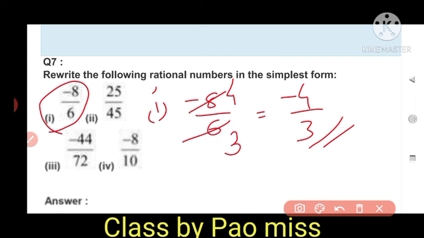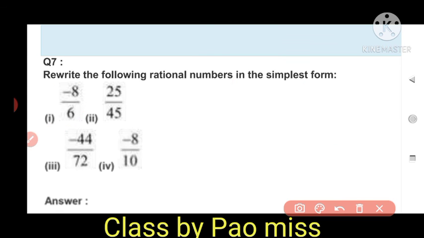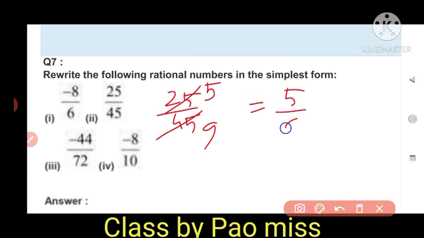Okay, now question number 2 is given what? Second is given 25 upon 45. Now both will be divisible with what? 5, isn't it? So if you divide with 5, 5 5s are 25 and 5 9s are 45. So what is the answer? This least fraction 5 and 9, because 5 and 9 cannot be cancelled out. So answer is 5 upon 9.